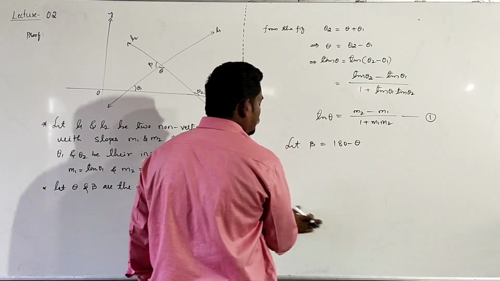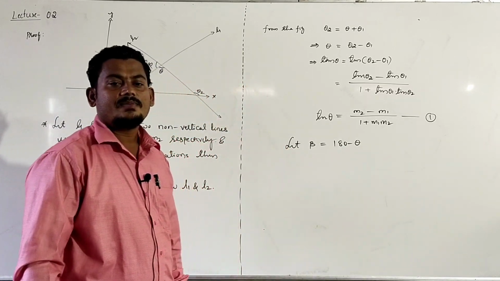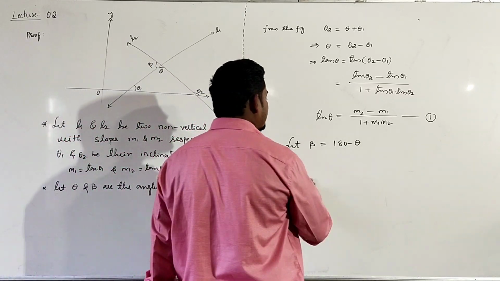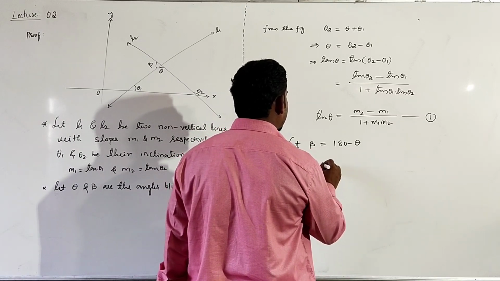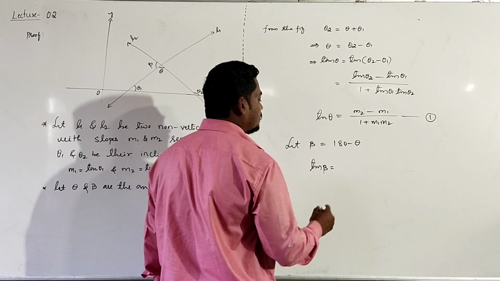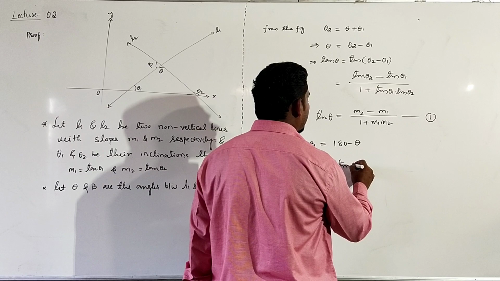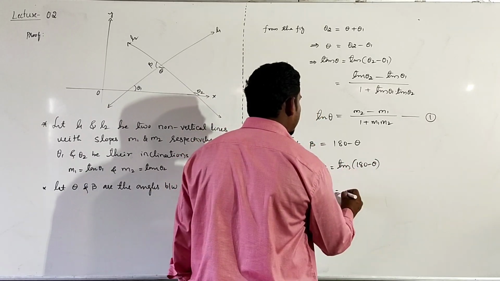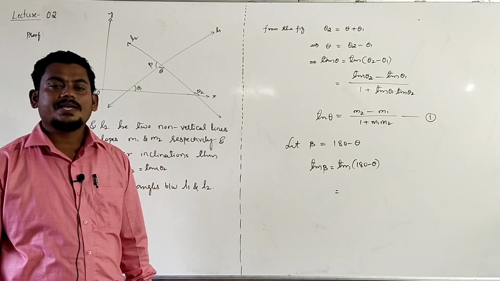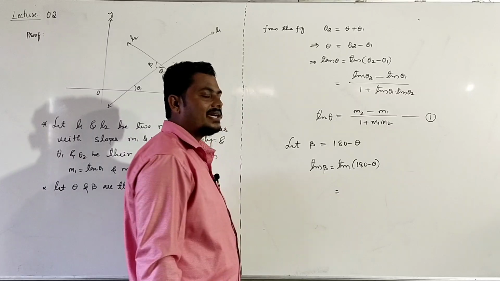Right? Tan of 180 minus theta. Then taking tan on both sides, tan beta is equal to tan of 180 minus theta, right? Tan, already you know allied angles. What is it from the allied angles? What is tan of 180 minus theta?